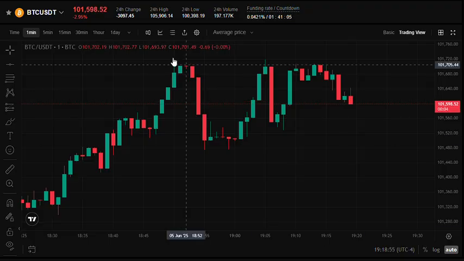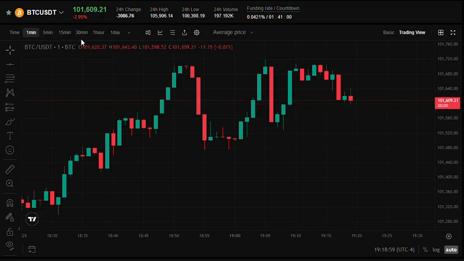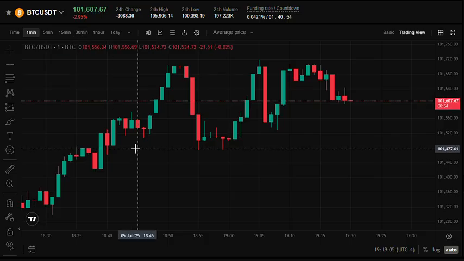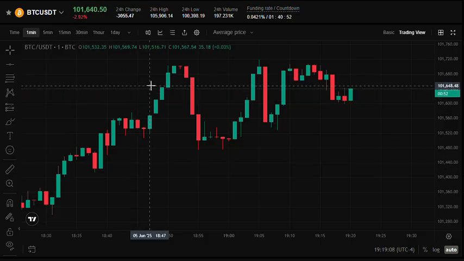So you can see I have this on the 1 minute time frame. It works good for 1, 5, 15, 30. That's generally what I use this for. It's more for like scalping, I suppose. It helps filter out some of the noise.